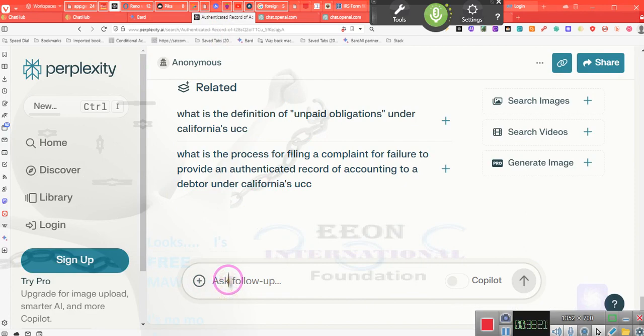What is the equal time doctrine for the court?